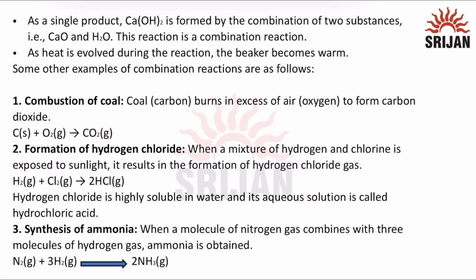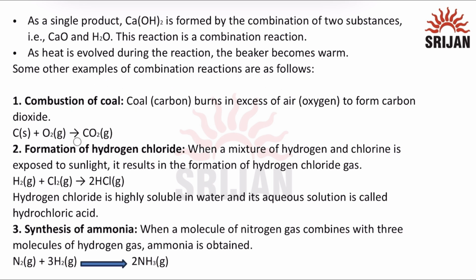As we see, a single product is formed, that is, calcium hydroxide is formed by the combination of two substances, calcium oxide and water. This reaction is a combination reaction. Why? Because two substances are combining to form a single product. As heat is evolved during the reaction, the beaker becomes warm. That means heat is also released during the reaction. Some other examples of combination reactions are as follows.